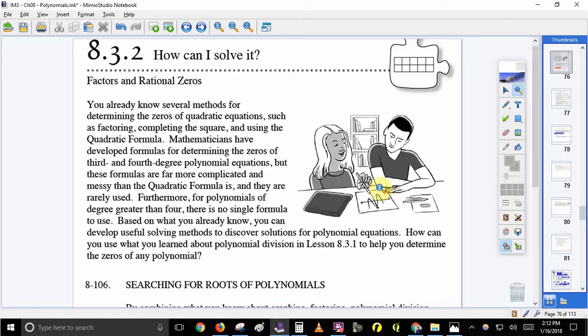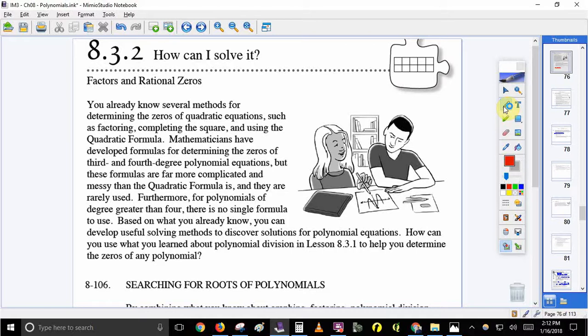Let's take a look at 8.3.2. How can we solve it? Now that we've learned polynomial division, we have to ask ourselves, how can we find the possible factors? I gave you a hint when we were going over the homework that you can plug in C values. In other words, try plugging in roots and seeing if the remainder is 0, and if the remainder is 0, then those must be roots.